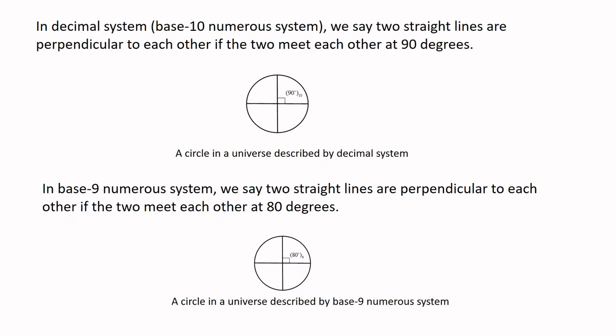In decimal system, we say two straight lines are perpendicular to each other if the two meet each other at 90 degrees. Here it shows a circle in a universe described by decimal system. And in base 9 numeral system, we say two straight lines are perpendicular to each other if the two meet each other at 80 degrees. Here is a circle in a universe described by base 9 numeral system.